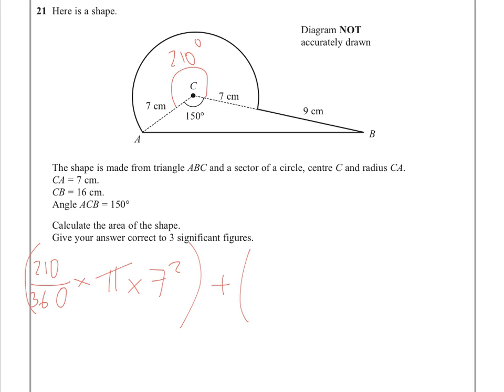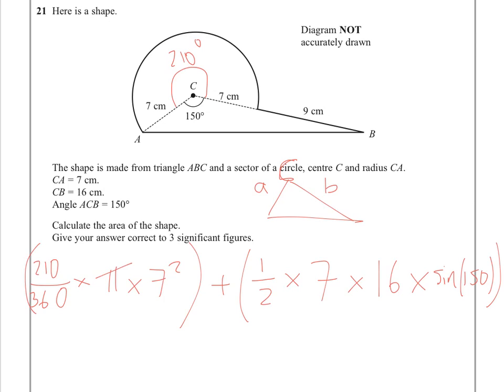Now on your formula sheets you'll see that the area of a triangle is given by a half AB sine C. I've got it written like this. So a half A, 7, times the length B, 7 plus 9, which is 16, times sine of the angle between the two, say sine 150. Typing that into your calculator will give you the solution, 118 centimeters squared to 3 significant figures.